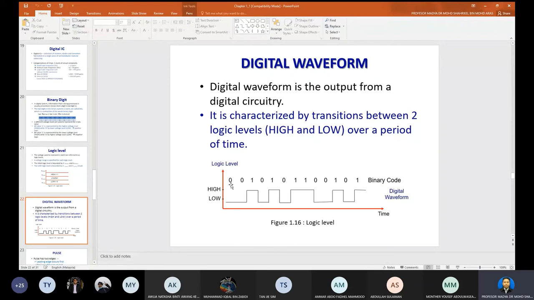This one is in the series. For example, we have the binary code here, so it will be continuous. That's why it is in the series. The output will be 0 0 1 0. Another one is in the parallel.